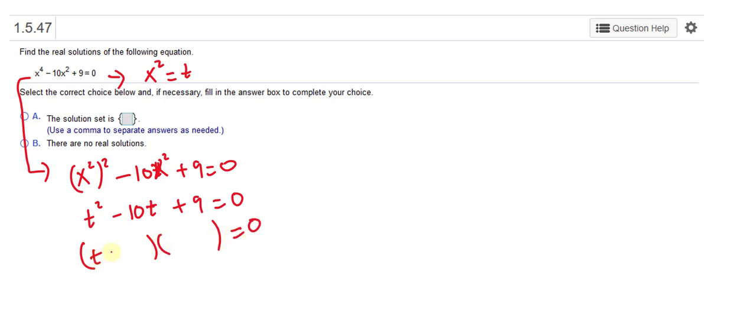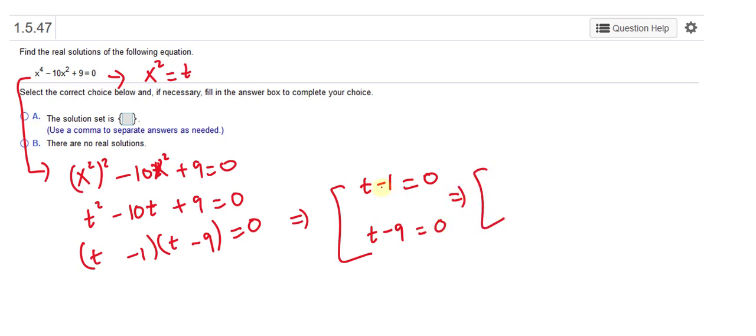I have t here, I have t here. I need to find two numbers that multiply together to get 9 and add together to get minus 10, which is minus 1 and minus 9. Minus 1 times minus 9 gives me plus 9. Minus 1 added to minus 9 gives me minus 10. And so with these two factors, I can solve for t. Adding 1 on both sides, I get t equals 1. And then adding 9 on both sides, I get t equals 9.